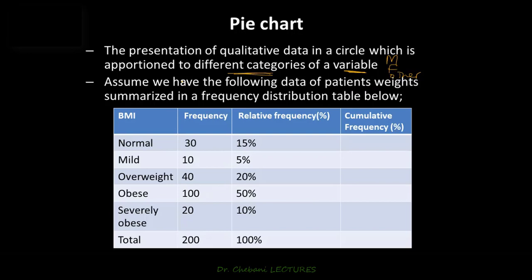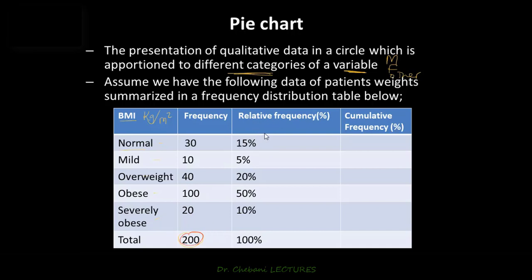Assume we have the following data of patients' weight summarized in the frequency distribution table below. So instead of using tallies this time, we just skipped that and moved straight to the frequency, the relative frequency, and the cumulative frequency. So we have BMI here, which is the body mass index. Remember the units, kgs per meter squared. And what we have here are basically the categories within that distribution of BMI. So we can have normal weight, mild, overweight, obese, or severely obese. So basically what this table is telling us is we have 200 individuals in this study. Those with normal weight are 30, mild 10, overweight 40, obese 100, and severely obese 20, for a total of 200.